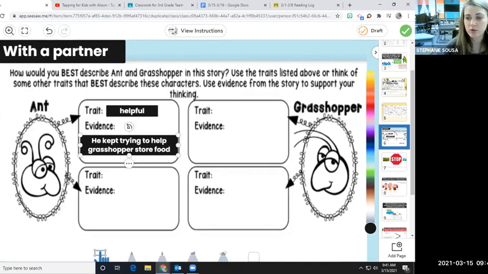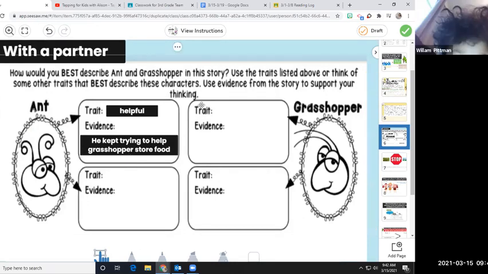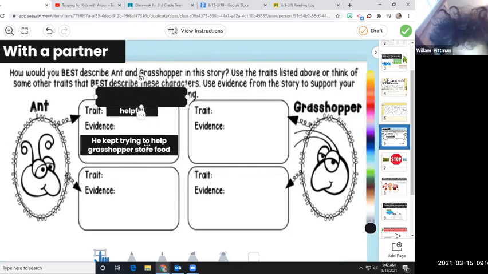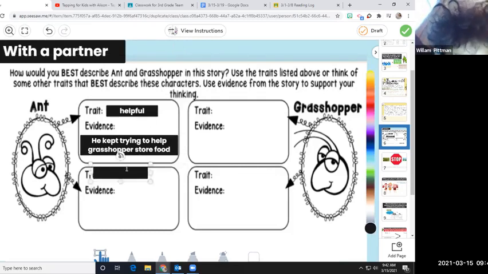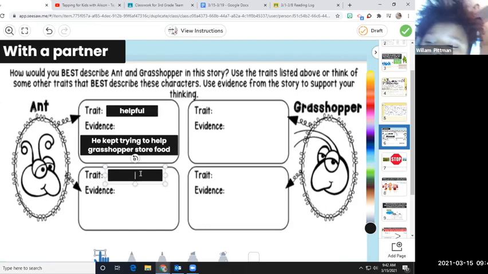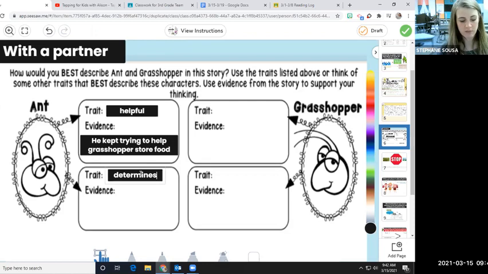Other character or trait, William. Who are you focusing on, William? Ant. And give me a trait for Ant. He won't change his mind, because of the evidence that we found. Oh, Camille, I see what you're saying. Hold on, William. If you can hear me, we can't hear you. So when someone doesn't change their mind, we call that determined. Okay, he is determined. Camille, help us out. Why did you and William say he was determined?